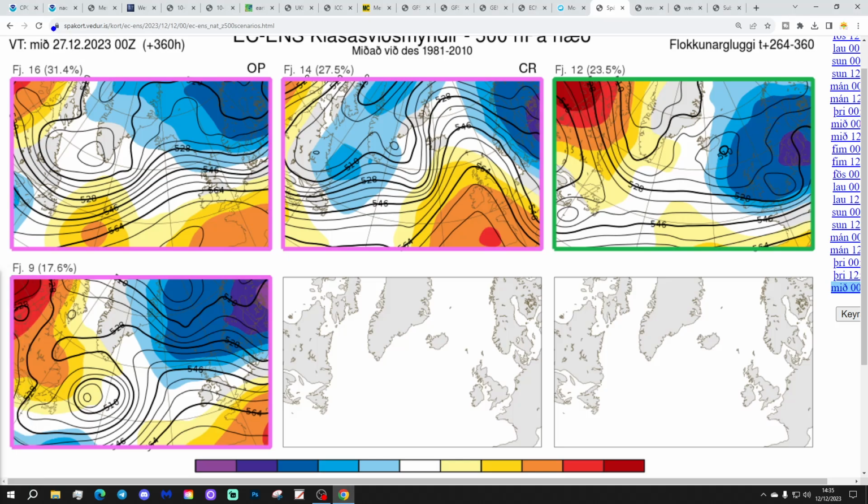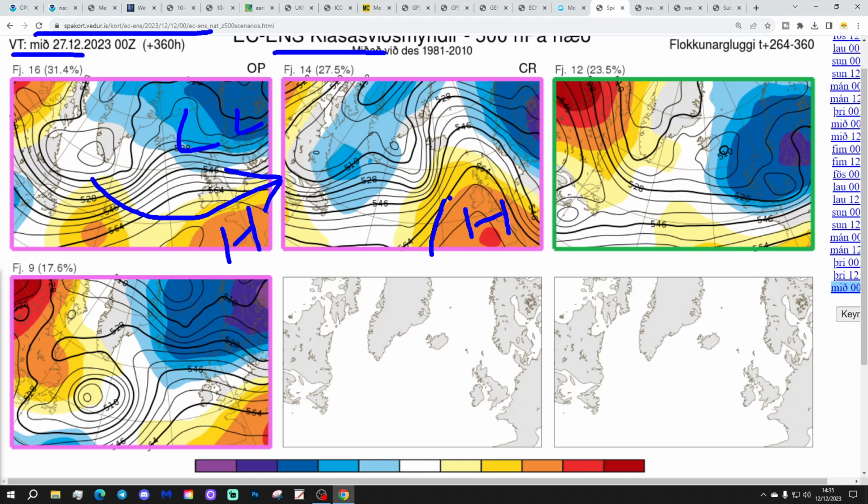That gets us to the 27th of December. 16 members of the ECM ensembles have low pressure to the north-northeast and high pressure to the south-southwest. That keeps us in a westerly flow. 14 have high pressure from the west to the southwest. That's turning a little bit drier, probably going to be quite mild.